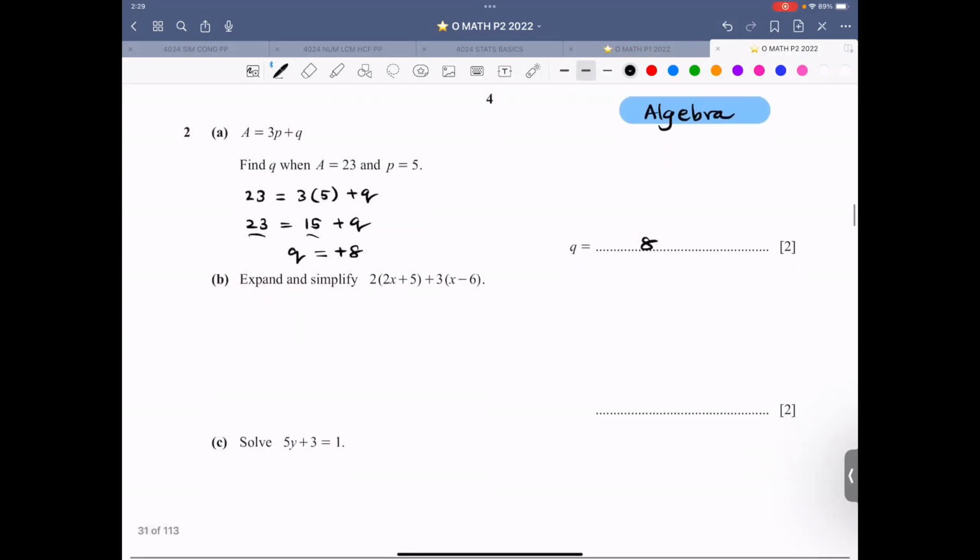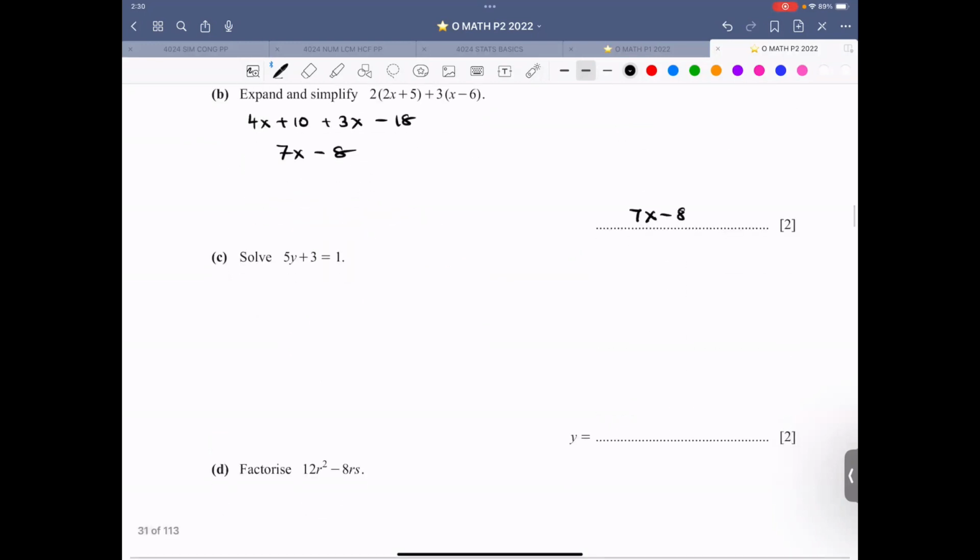The second part, expand and simplify. So this is 4x plus 10 plus 3x minus 18. 4 plus 3, 7x. 10 minus 18, negative 8. This is 7x minus 8. Third one, simple linear equation. 5y plus 3 is equal to 1. 5y is equal to negative 2. Y is negative 2 over 5. Leave the answer in the fraction form.